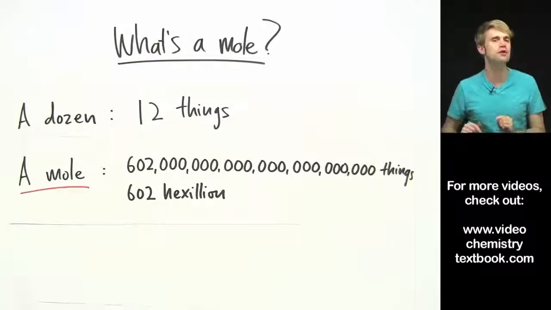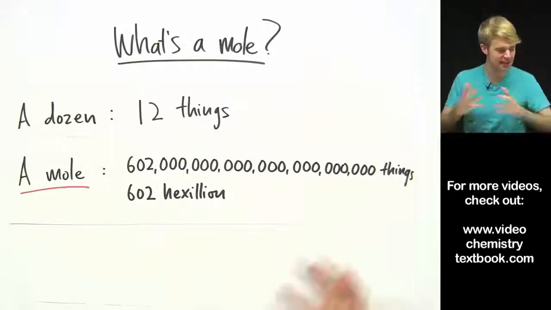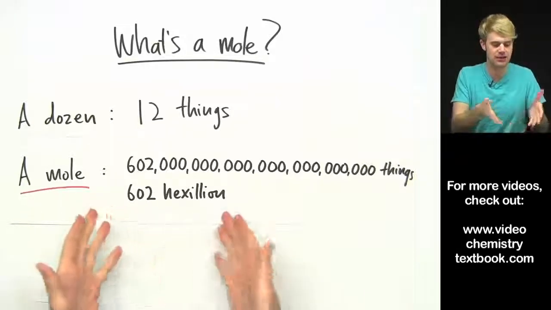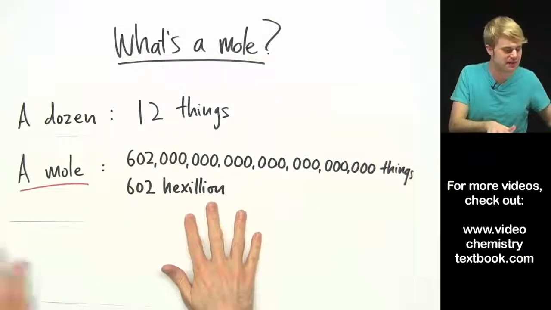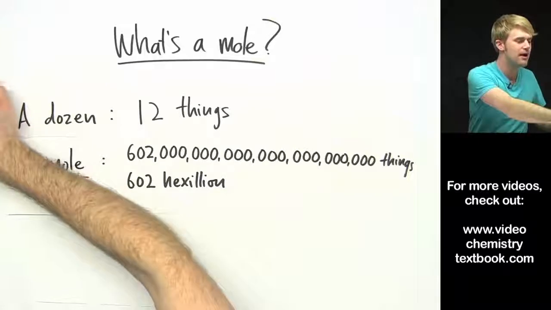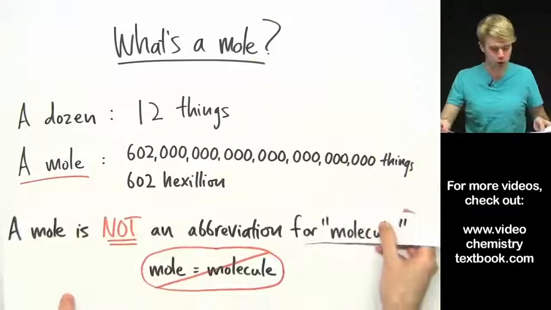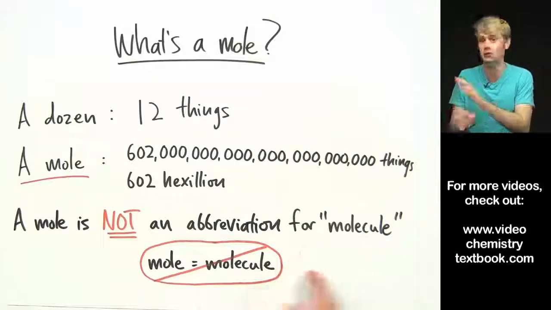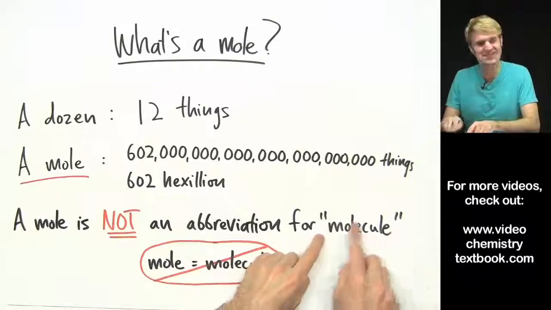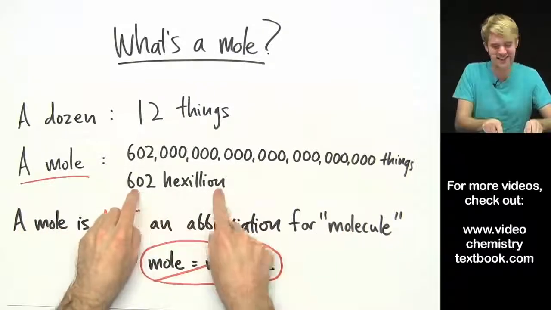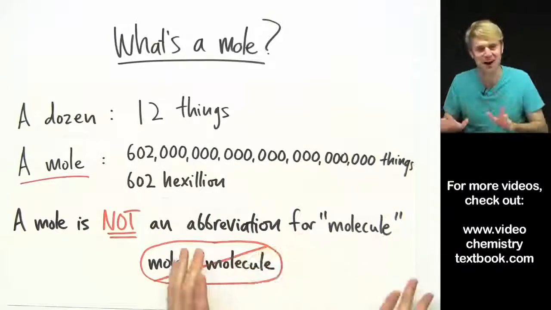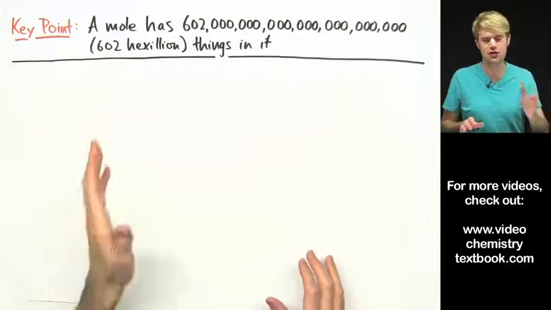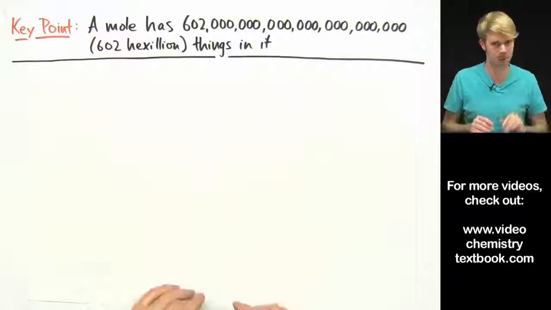Now, here's one thing that confuses people about moles. They forget that a mole is a name for 602 hexillion things, and they think that a mole is an abbreviation for the word molecule. So many people think this. They see mole and they think, oh, you mean molecule. No, no, no. If I write mole, I don't mean molecule. I mean a group of 602 hexillion things, not a molecule. So there are 602 hexillion things in a mole.